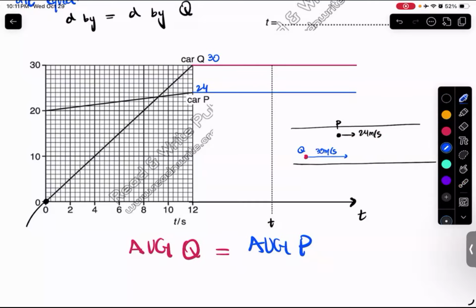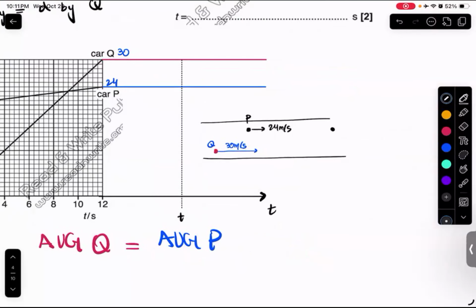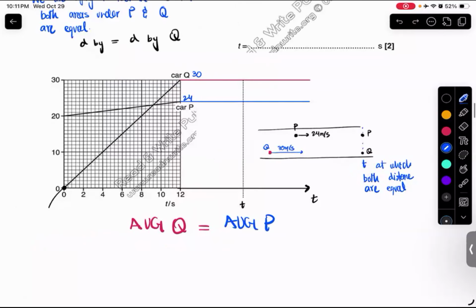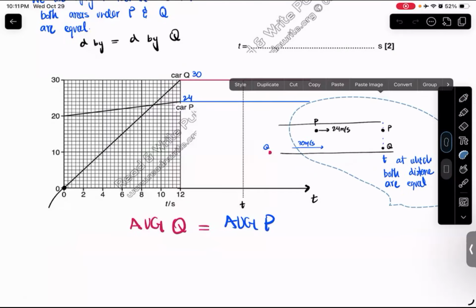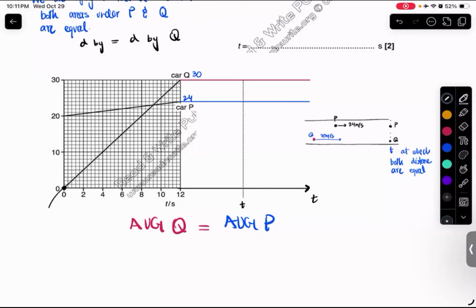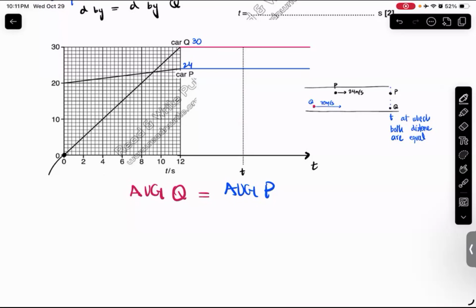We don't know what point, but at some point where both P and Q are side by side, okay, this is the point, or this is the time T at which both distances are equal. And can you find out the distance traveled by car P, and can you find out the distance traveled by car Q? Yes, you can, by taking the area under the graph. That's how you do it. Okay. Now that means we're saying that at time t, both the areas under the graph should be equal. Okay. So let's check what should be the area under the graph for car Q, up till this point.